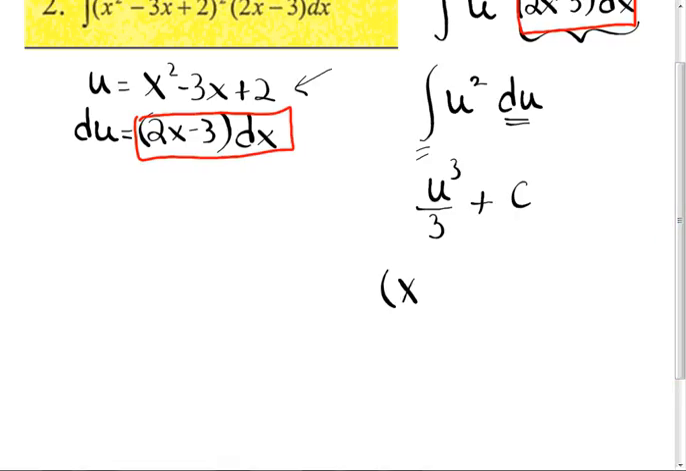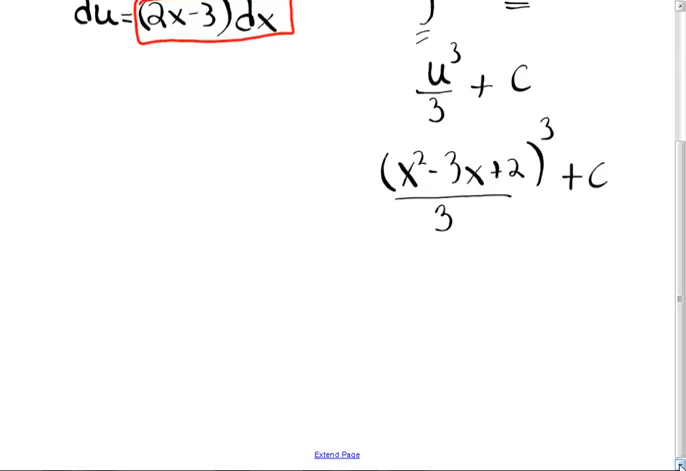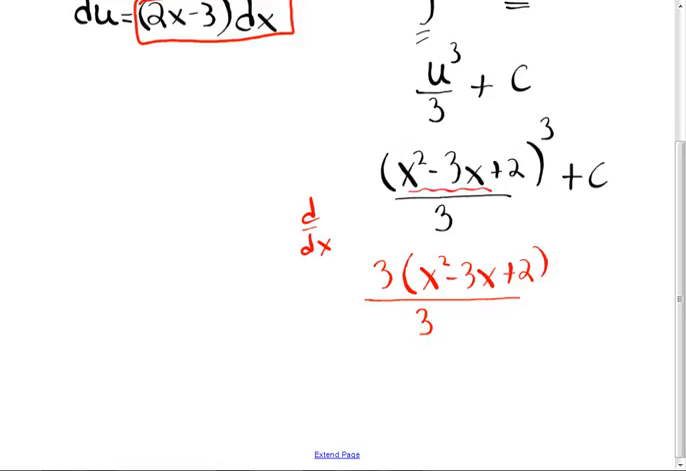So it's (x squared minus 3x plus 2) cubed over 3 plus c. And I know if I did it right or wrong. How can I find out? Check it by finding the derivative. So let's find the derivative of this. The derivative of this with respect to x is going to give me 3 times (x squared minus 3x plus 2) squared all over 3 times the derivative of the inside function, which is 2x minus 3. Does it match?